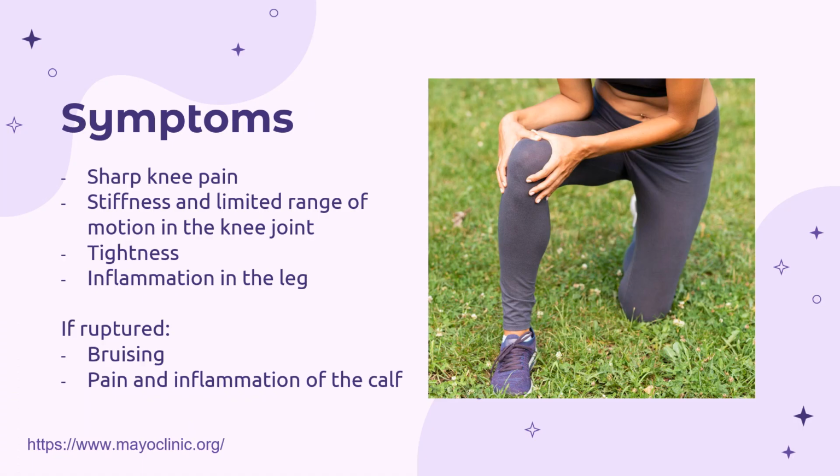Symptoms of Baker's cyst can include sharp pain, especially when bending or straightening the knee, stiffness and limited range of motion in the knee joint, a sensation of tightness or pressure behind the knee, and on occasions, if the cyst ruptures, it can cause sudden and severe pain, swelling, and redness in the calf area.